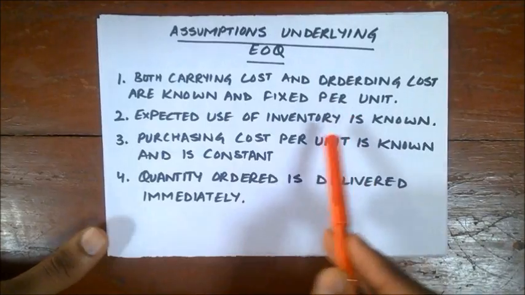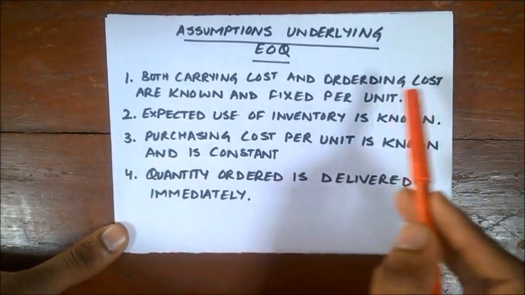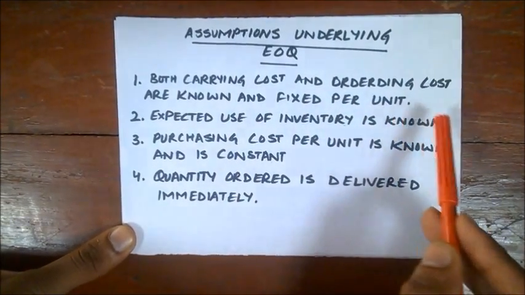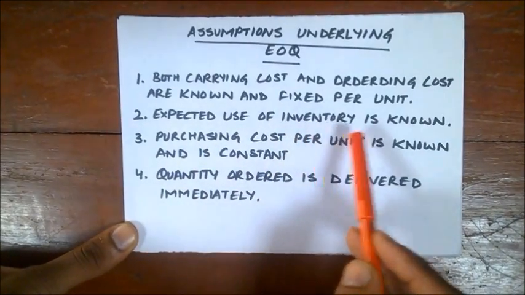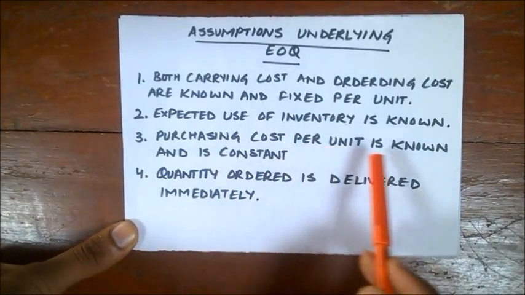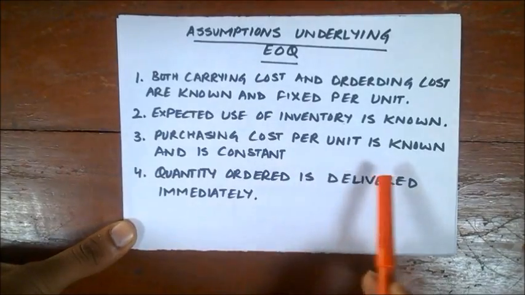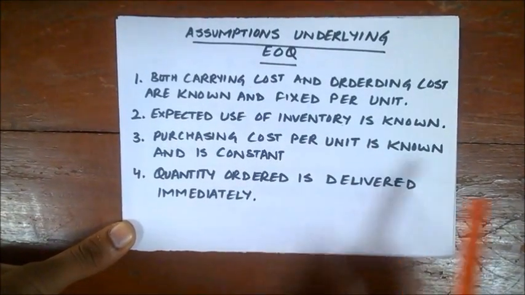Various assumptions underlie EOQ. Both carrying cost and ordering cost are known and fixed per unit. Expected use of inventory is known. Purchasing cost per unit is known and is constant. Quantity ordered is delivered immediately.